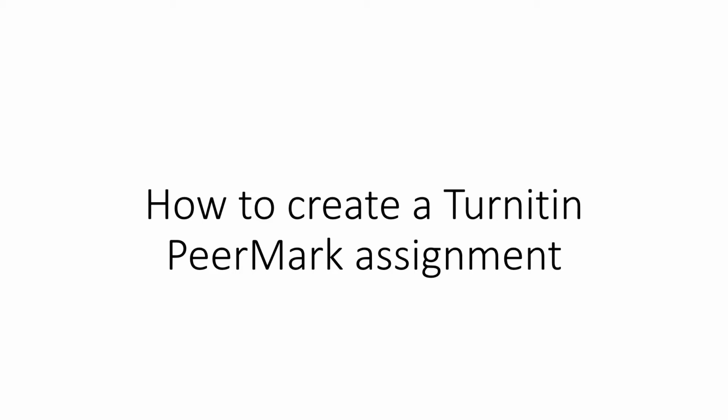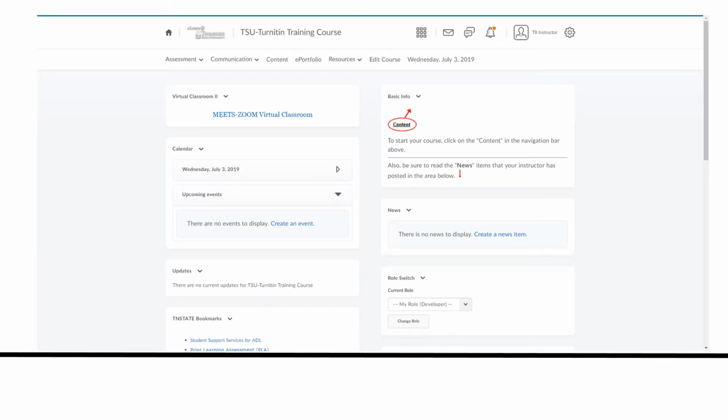This video will show you how to create a Turnitin PeerMark assignment. The papers that you want reviewed in PeerMark have to be submitted to the Content tool, not assignments. As such, this video will cover how to create the assignment that is to be reviewed, as well as how to create the PeerMark assignment associated with it. To create the assignment, click on Content.